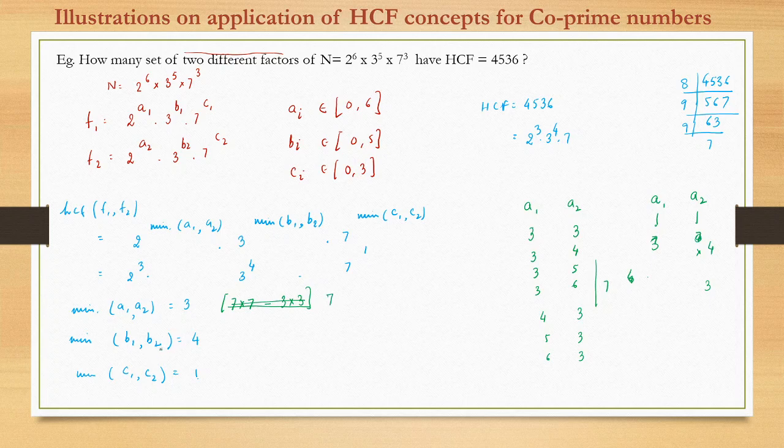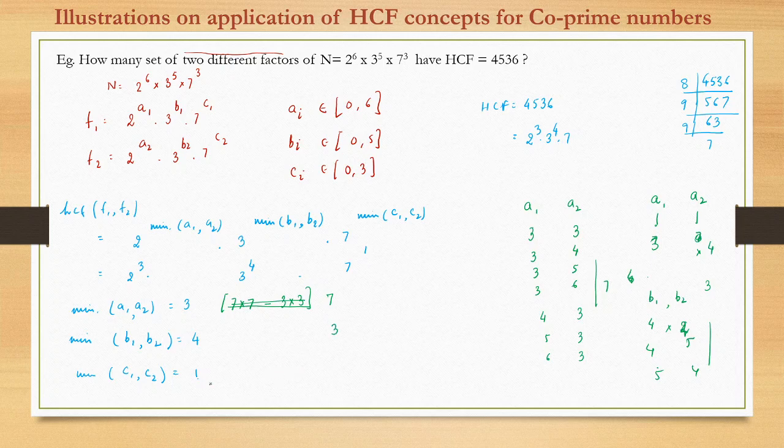Similarly, if minimum of b1 comma b2 is 4, so b1 b2 can take 0 to 5, 6 values, but minimum has to be 4. So suppose b1 takes 4, so b2 can take how many values? 4, 5, 2 values. So 2 cases. Similarly, now if b2 takes 4, so b1 will be 5 only. So 3 cases. So here it will be 3.